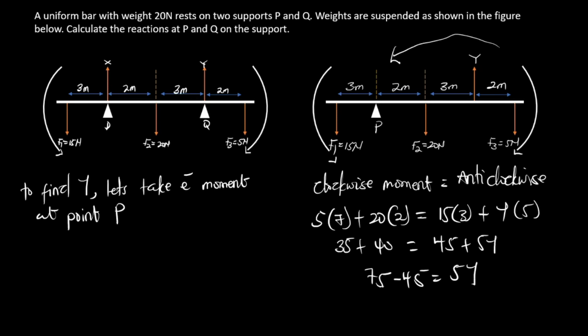So if we do 75 minus 45, this is 30, which is equal to 5y. So we divide both sides by 5, we get y is equal to 6 newtons. So it means the reaction y over here, or the force y over here, is 6 newtons. All right, so now let's find our x.